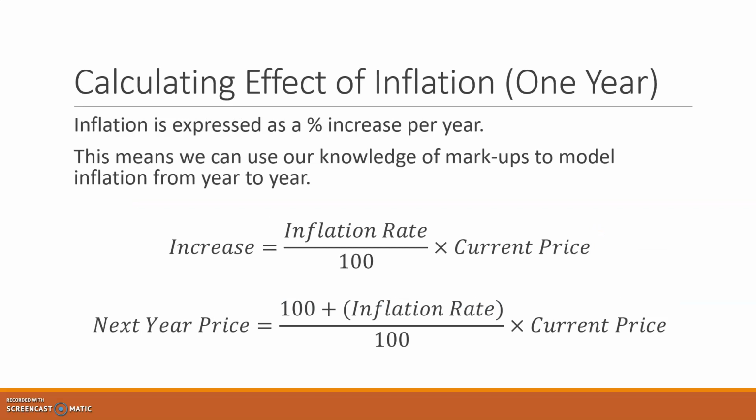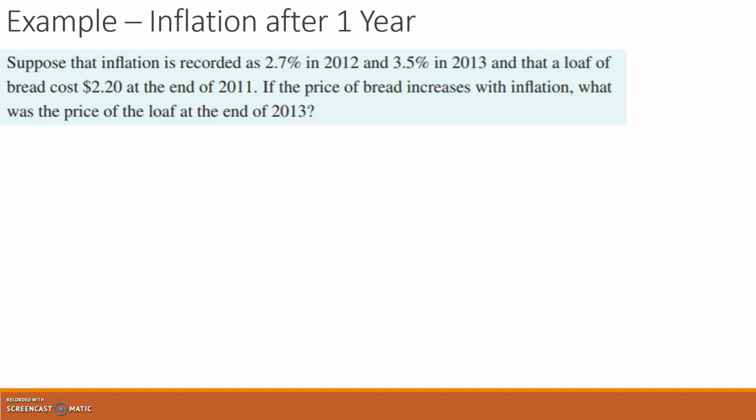Now, the way we calculate the effect of inflation over just 1 year is actually exactly the same as calculating a markup, because inflation over 1 year is an increase by some percentage, just like a markup is. You could have a markup of 10% on an item, or you could say inflation of 10% affects this item over 1 year. So its price would increase by 10% either way. So I won't actually go into depth talking about these formulas here because they're exactly the same as the markup formulas, just with inflation in there instead of markup. Let's look at an example that will make that clear to us.